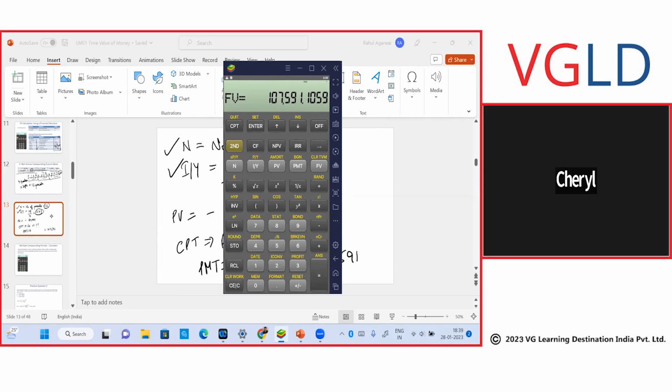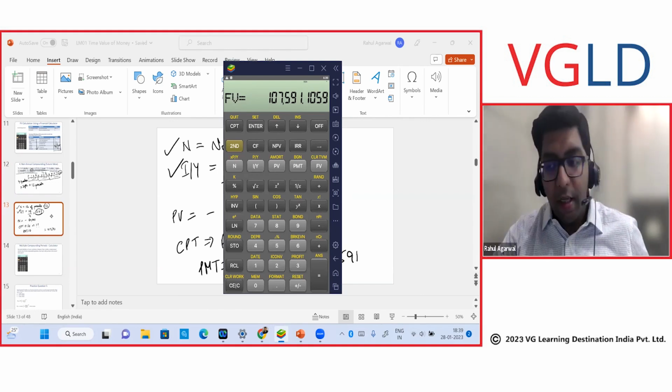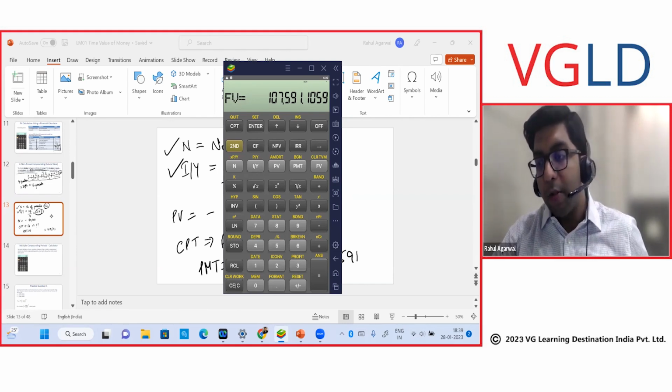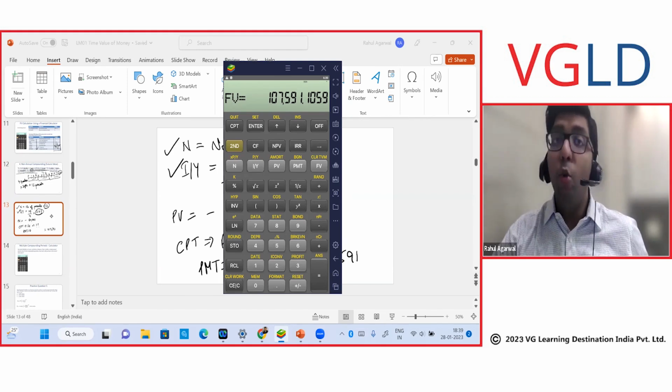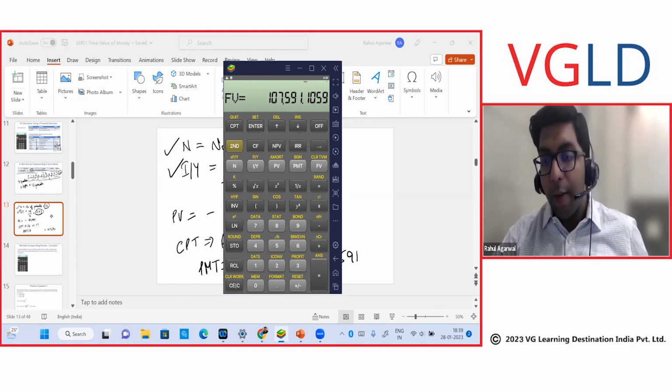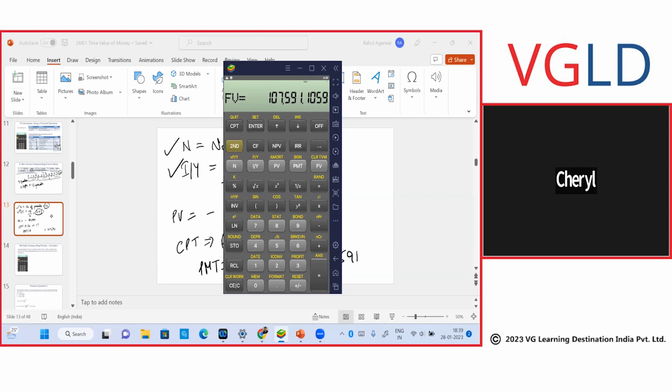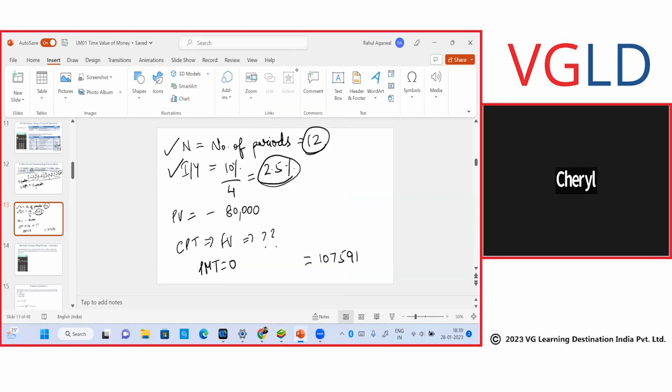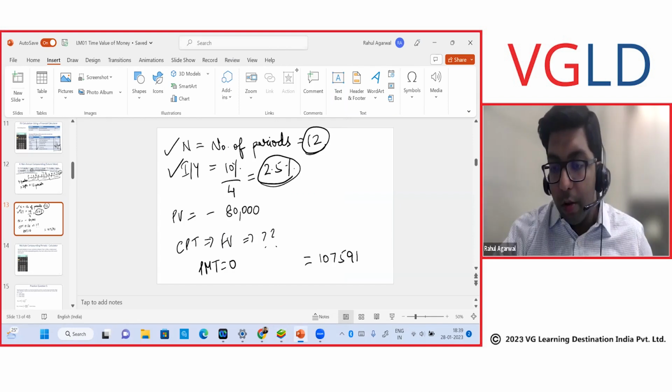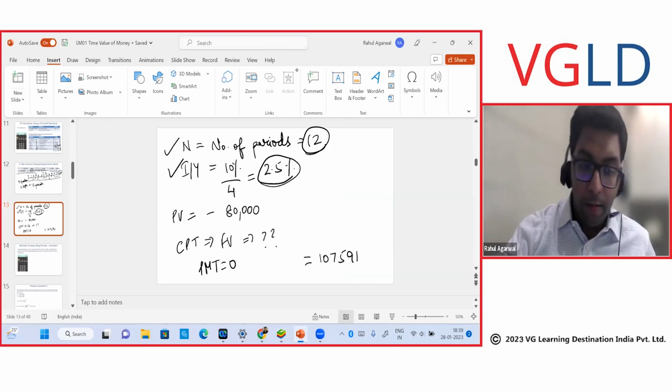I/Y has to always be manually calculated and then inserted. If it is quarterly or semi-annual, suppose it was semi-annual, that is in every 6 months, then 10% divided by 2, 5%. And the number of periods will not be 3 years, it will be 6 periods, not 12. Are you getting it? So you just calculate it manually and then put it.